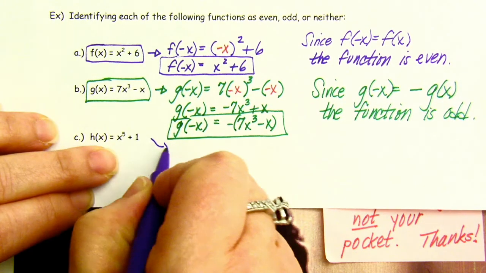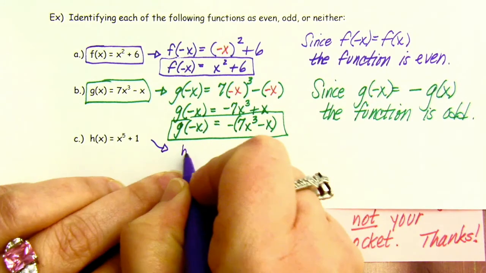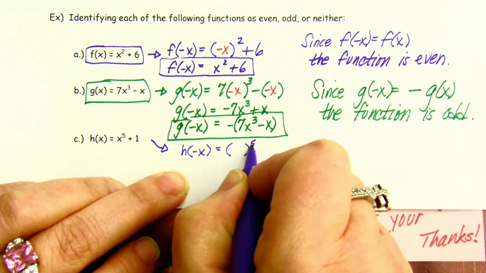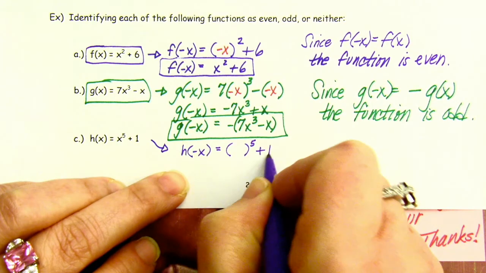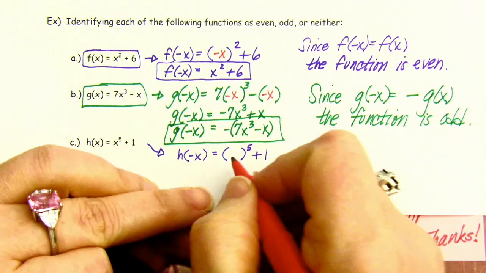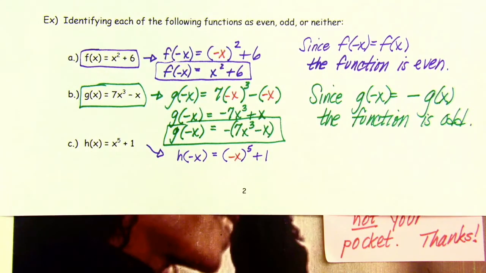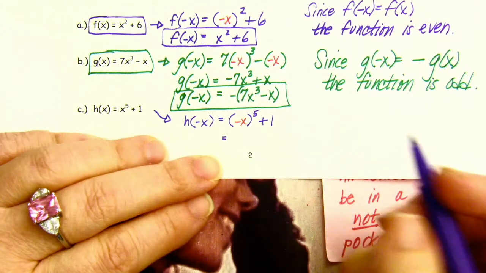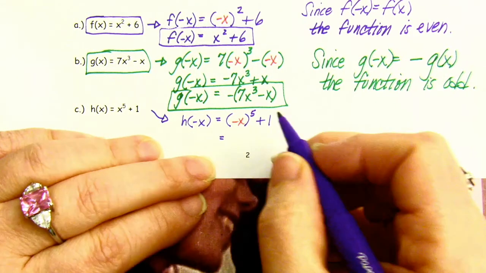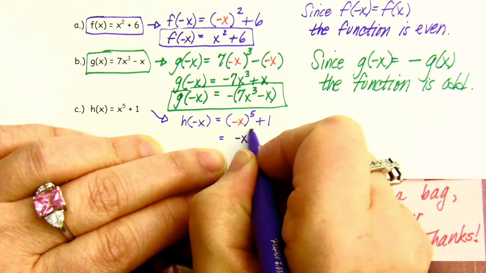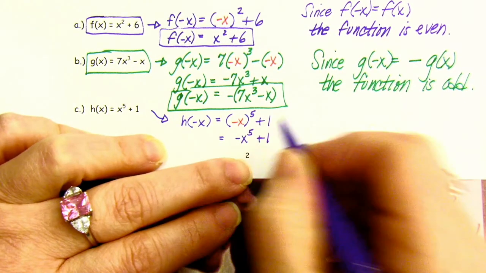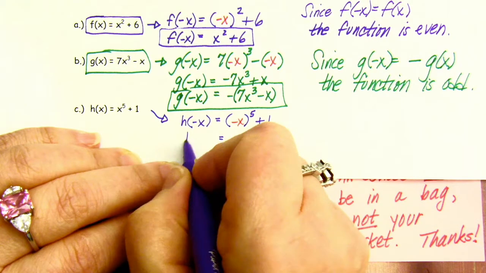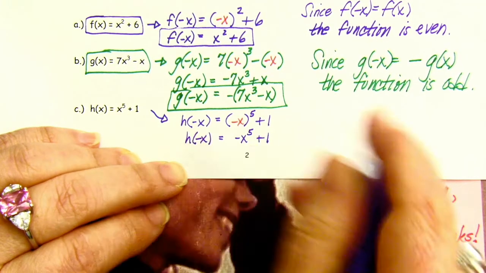So I'm going to arrow down here. I'm going to evaluate h of the opposite of x. I'm going to set up my template, x to the 5th plus 1. I'm going to substitute the opposite of x in there. And now I'm going to simplify this. A negative raised to an odd power is still negative, so that's negative x to the power of 5. This one does not change. So h of the opposite of x equals this.